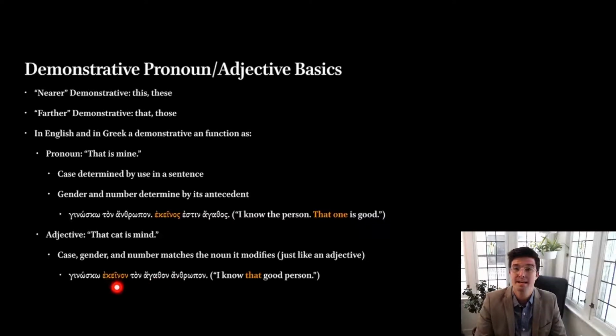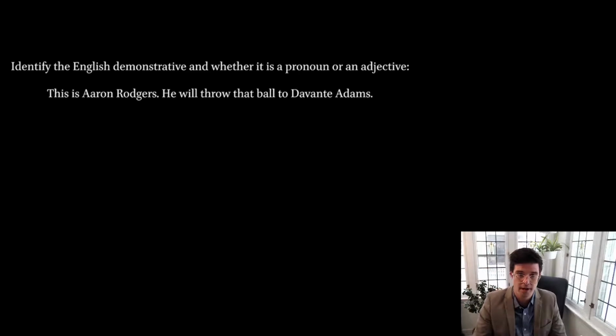Ekeinon is being used as an adjective also in this case. And so it is also going to match anthropon and thus also agathon. So we here have an accusative masculine singular. I know that good person. So the "that" here is an adjective telling us more information about the good person. Which good person it is, that one over there.